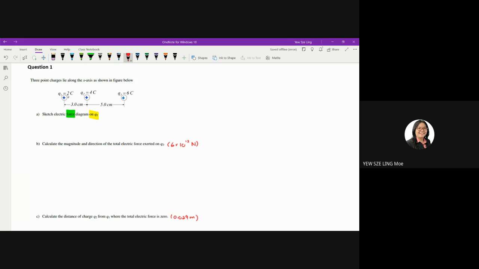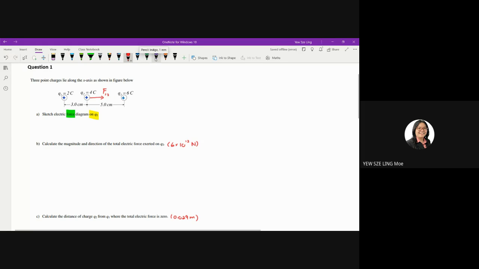So now let's see. Q1 and Q2, both of them are positive charges. If they are positive charges, then they will repel each other, which means the force acting on Q2 will be heading to the right-hand side. Okay, it will be heading to the right-hand side. So this is F12. So done.